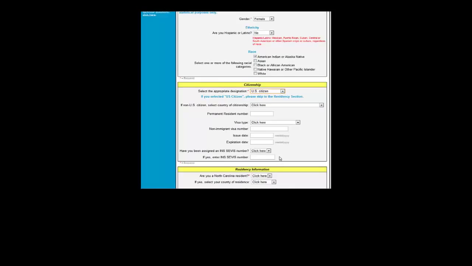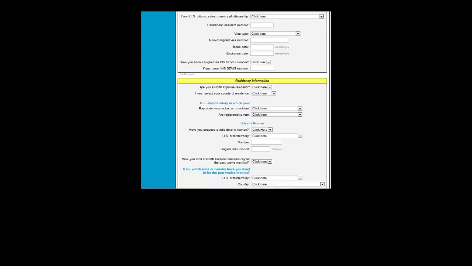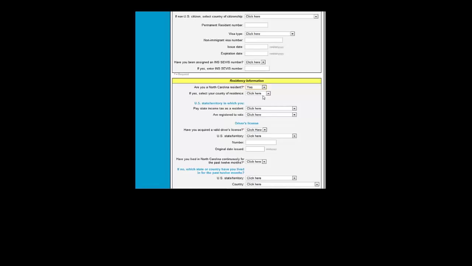Residency information is next. The first question is, are you a North Carolina resident? Click here to select yes or no. To be a North Carolina resident, you must have lived in the state for 12 consecutive months. Next, choose your county of residence. Our student lives in Wake County.